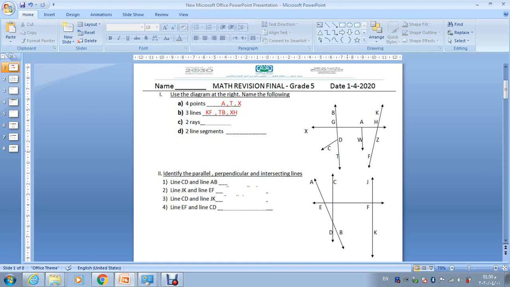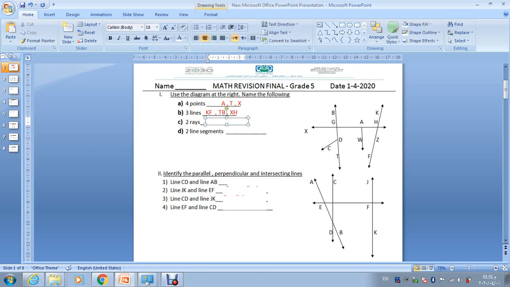Now it asks for 2 rays. You remember the ray, how it looks like? It has one arrow only, one arrow on one side, and the other side is just a point. There's no arrow on the other side, so we only have here CD and AW.